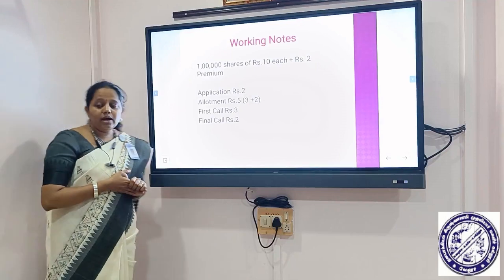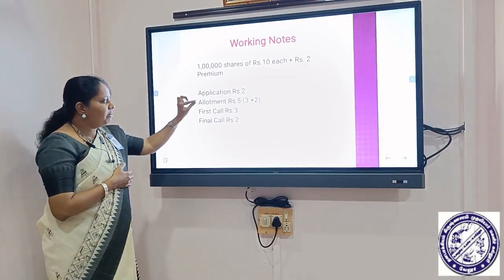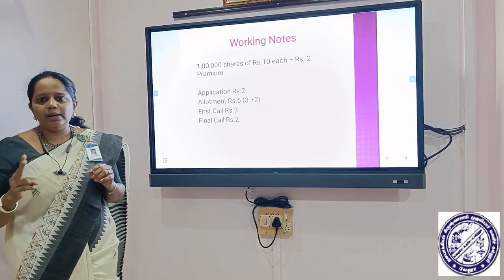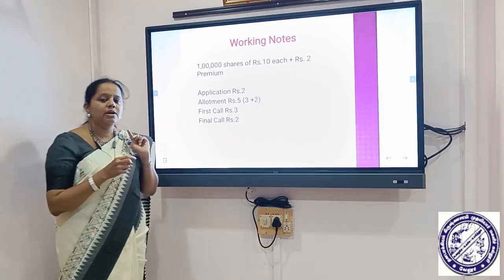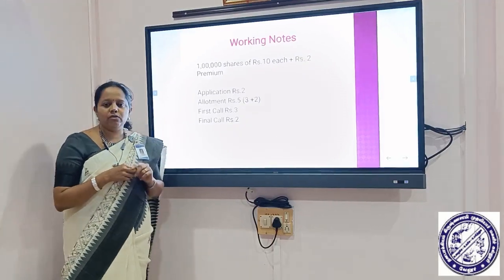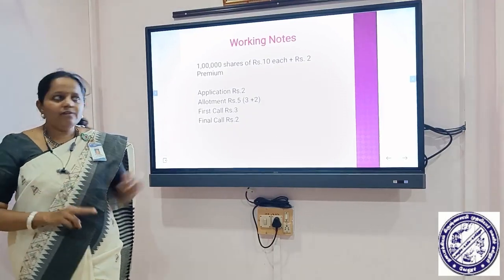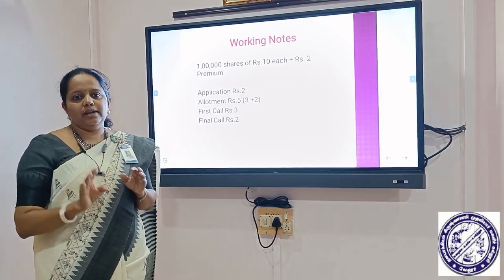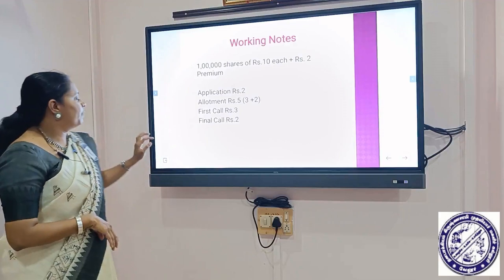And one more thing I want to make clear. For each and every aspect we are going to pass 2 journal entries: for application 2 entries, for allotment 2 entries, for first call 2 entries, and for final call 2 entries. So altogether, if there are 4 aspects, we are going to pass 8 journal entries. So keep this in mind.